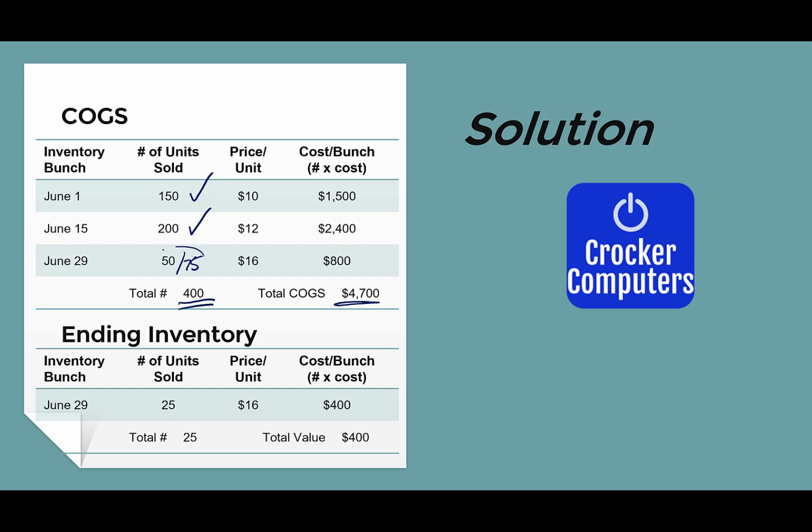That remaining 25 is what we see in our ending inventory, each valued at $16, for a total ending inventory value of $400. I hope that went smoothly for you and you arrived at hopefully these same answers or at least something close. If you didn't, please go back, check your work, see where you went wrong, and hopefully you can make the corrections you need to make.